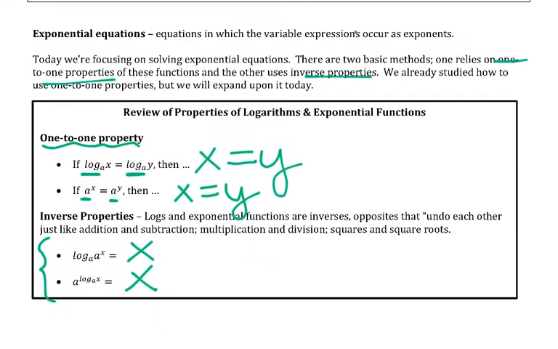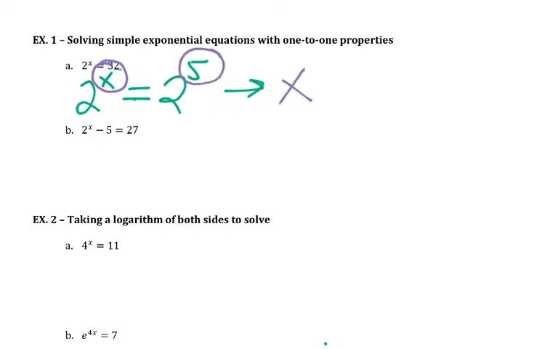So let's take a look at some examples. We're going to start simple using one-to-one properties. If you have 2 to the x equals 32, we're thinking about what exponent here would change 2 into 32. We could do that mentally, or you could rewrite the right-hand side so that you have 2 to the x equals 2 to the 5th. So we know 32 is equivalent to 2 to the 5th. So I've changed this so that they're both base 2. Then, using one-to-one properties, we can say x must equal 5.